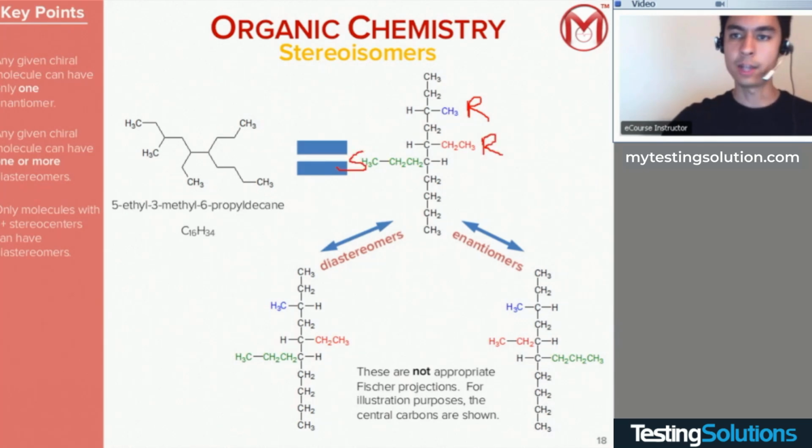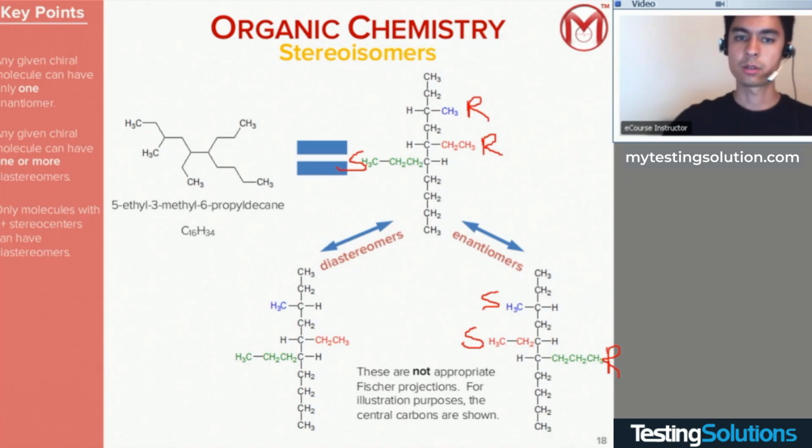So if I make that assumption, R, R, S, the enantiomer, the mirror image, is going to invert all of the stereocenters, each of these chiral carbons. So it'll be S, S, R. That's the mirror image. That's what it would look like in the mirror.